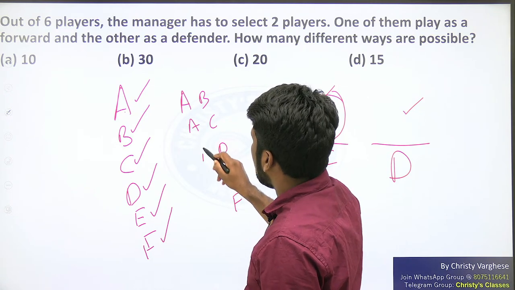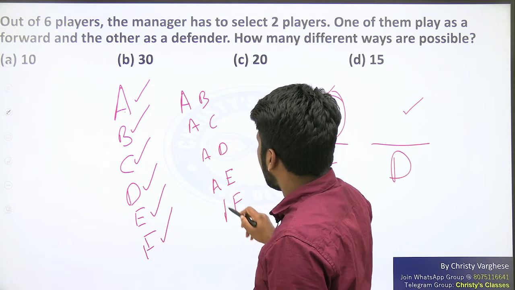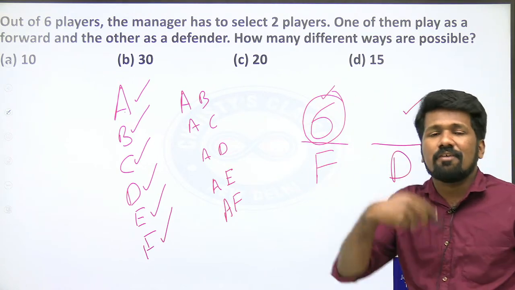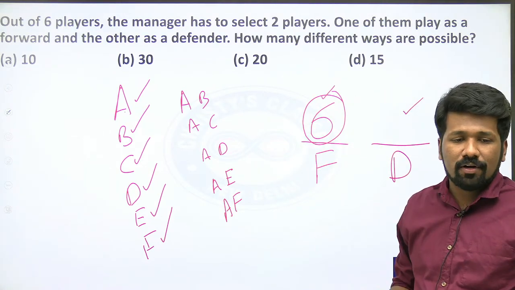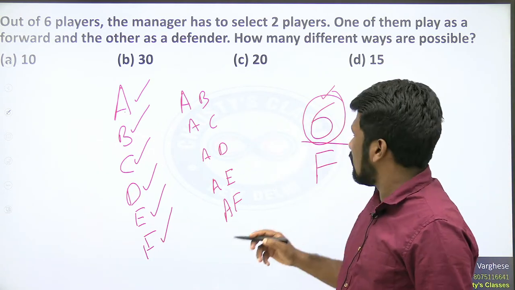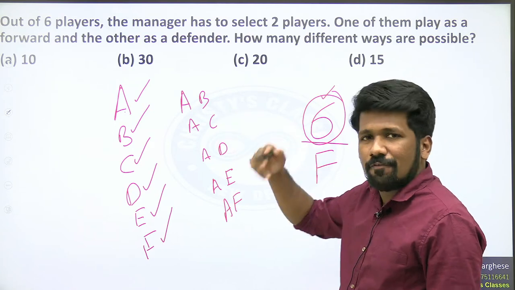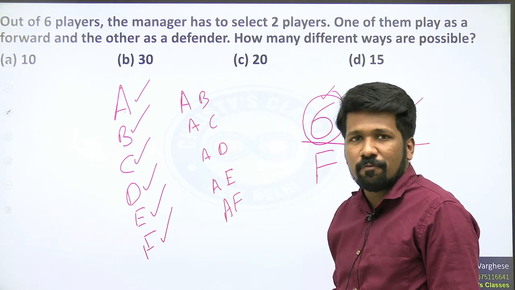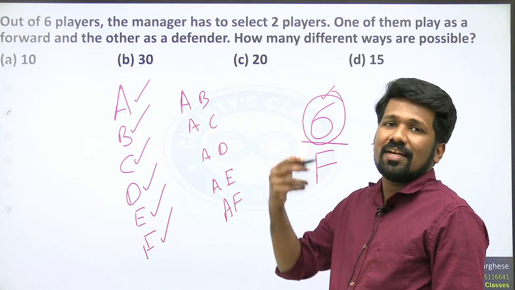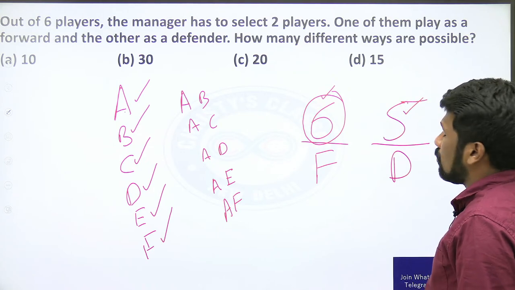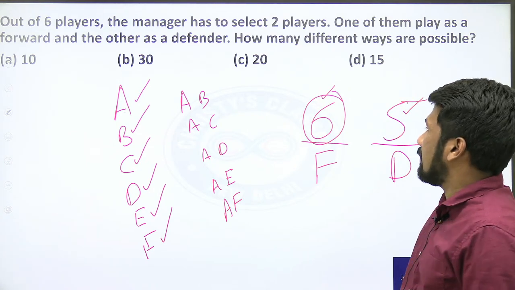That means A, B, A, C, A, D, A, E, A, F are five possibilities with A as the forward. With A as the forward, there are five possibilities. Similarly, with B being forward, there are five possibilities. C being forward, five possibilities. D being forward, five possibilities. E being forward, five possibilities. F being forward also, five possibilities. Not six possibilities, only five possibilities.